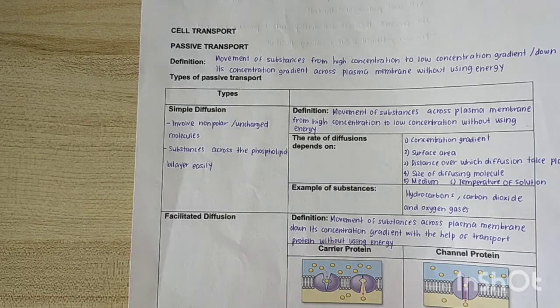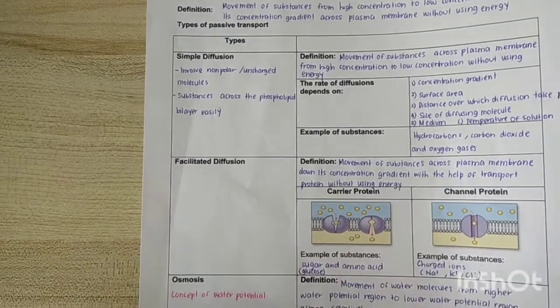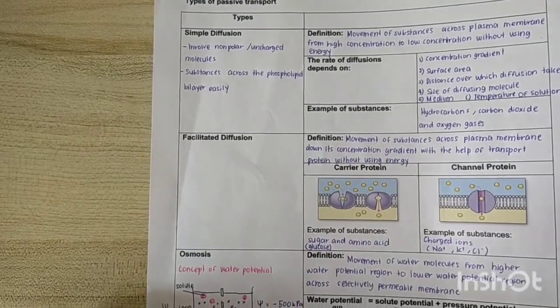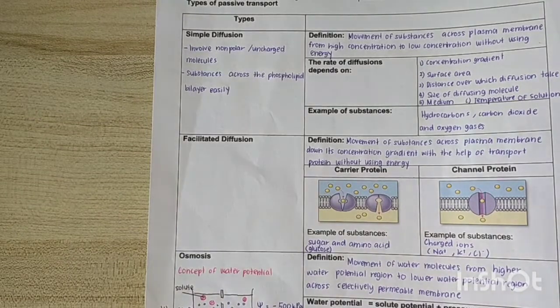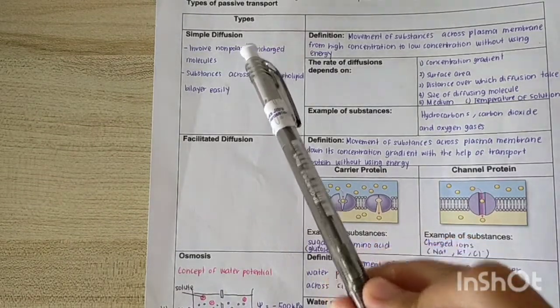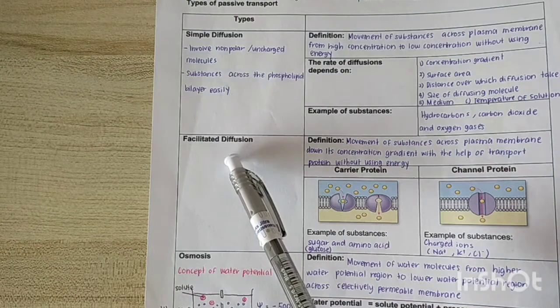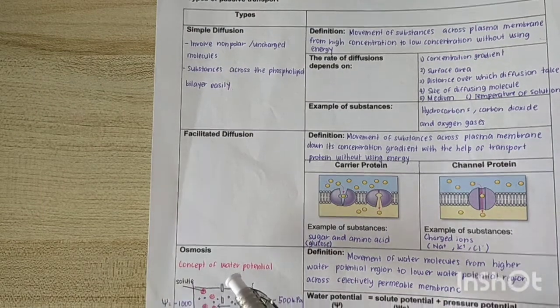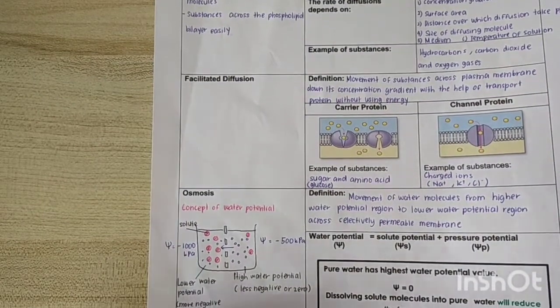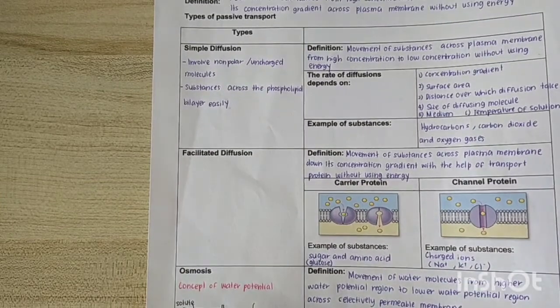Okay, so if you look at the types of passive transport, kalau kita tengok based on this handout, it has 3 types. The first one, simple diffusion. Second, facilitated diffusion. Another one, osmosis. Okay, so right now we look at simple diffusion first.